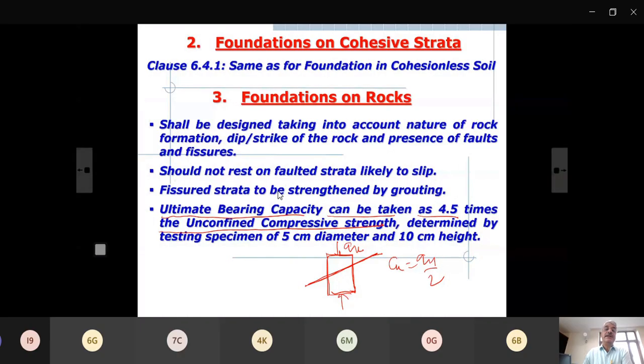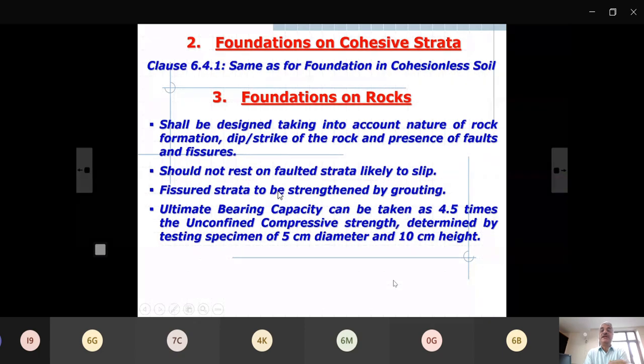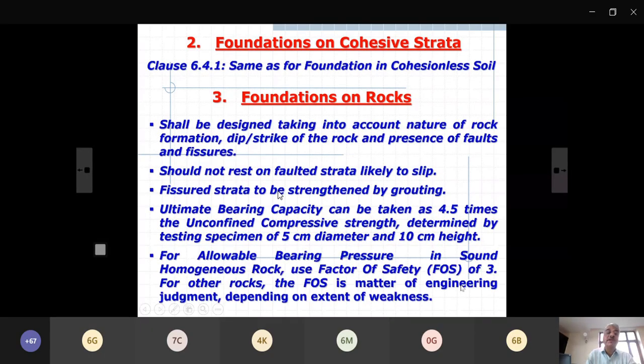So it says ultimate bearing capacity, which will be QU in this case, can be taken as 4.5 times the unconfined compressive strength, and this should be determined by taking a test specimen of 4 cm dia and 10 cm height, L by D ratio 2, or 5 cm dia and 10 cm height. You take a core of the rock. If rock is in such a condition that you can take a good core, take a core, do unconfined compression test, which is very common in case of rocks incidentally.